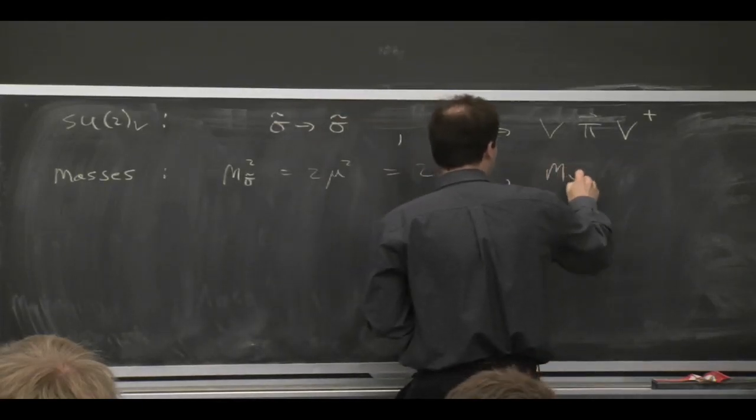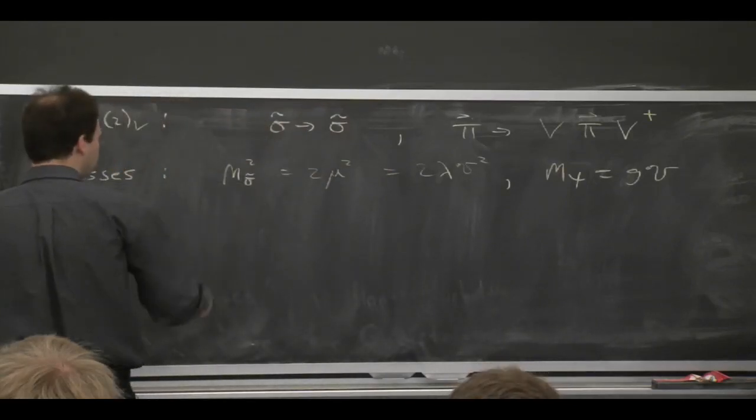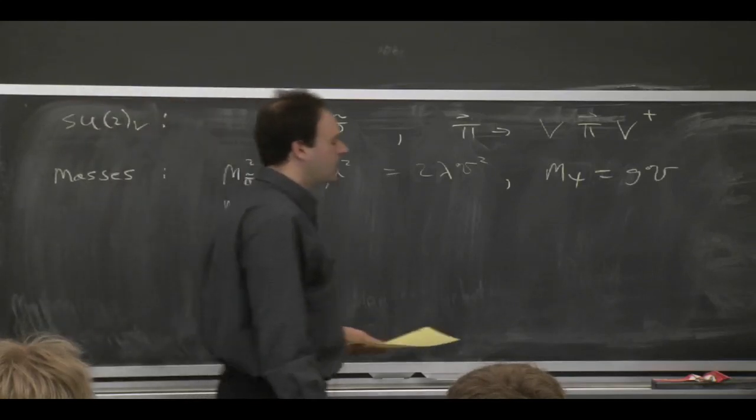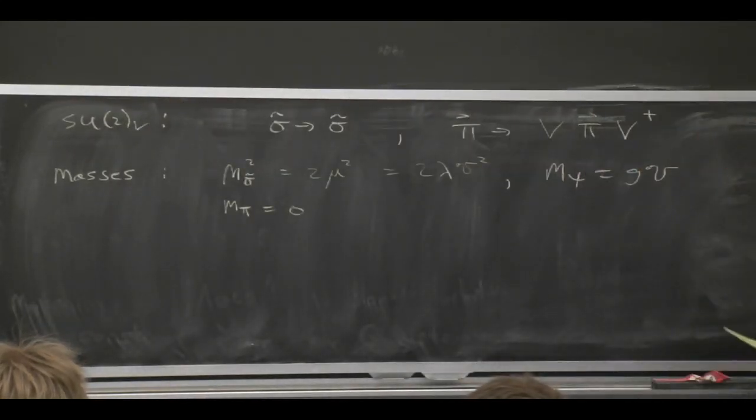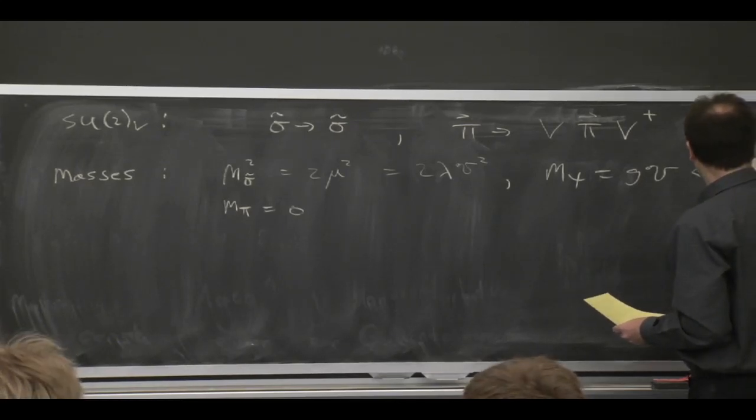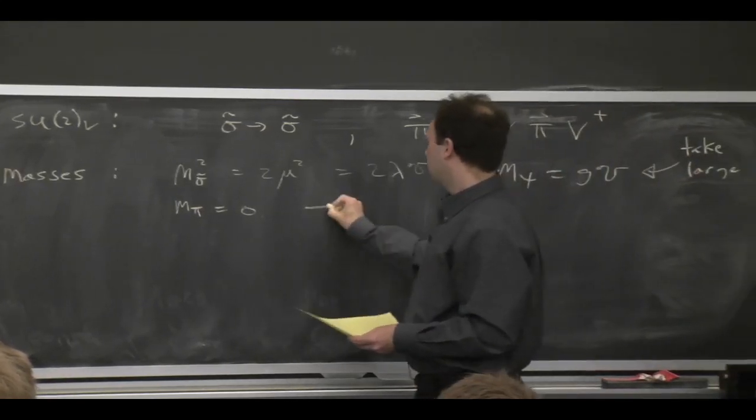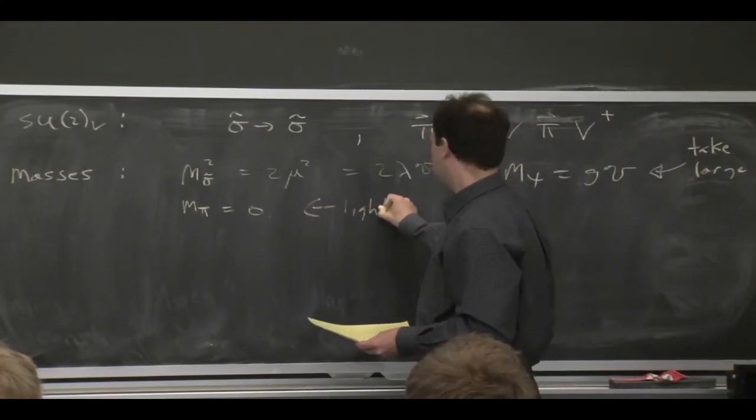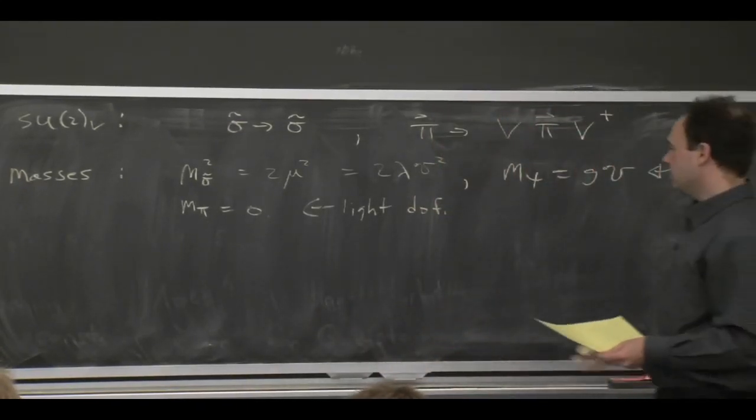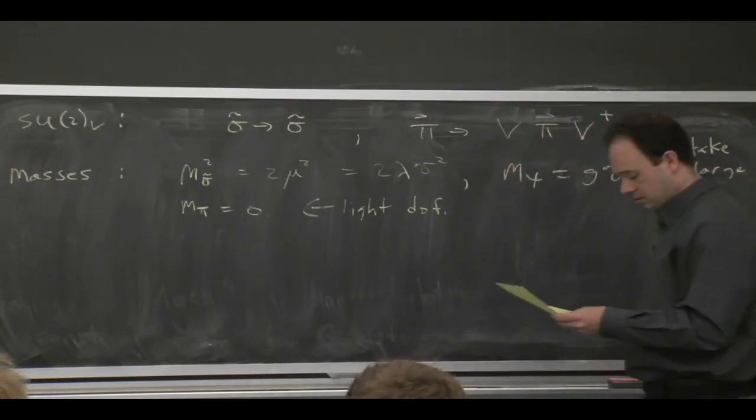And I didn't write down the fermion part, but the fermion gets a mass too from the Yukawa coupling, just like in the standard model. And the pions, of course, remain massless. And the idea of thinking about this as an effective theory is that we can take these to be large. And then there's a clear separation between low energy degrees of freedom and heavy degrees of freedom. So if we want to describe this with an effective theory, we would like to describe the physics of the pions without worrying too much about the sigma and the psi.